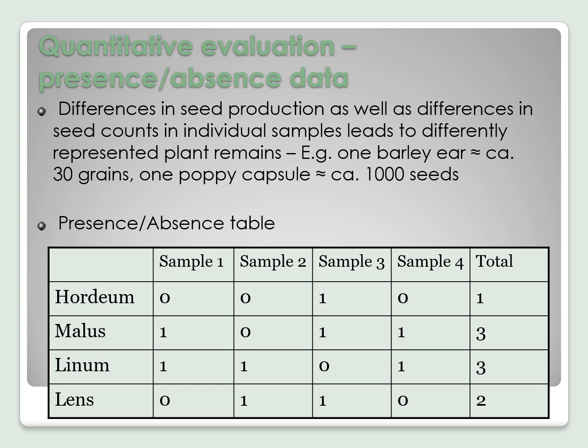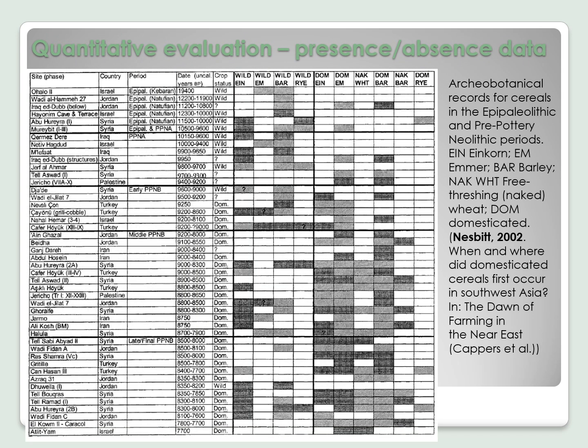One way to avoid differently represented taxa is by using presence-absence data as shown in the table. Presence-absence data is particularly powerful if used in a supra-regional approach, as in the example here, where the occurrence of domesticated species in the Fertile Crescent has been evaluated. The darker shaded cells indicate secure identification, while the lighter shaded mark the less secure identification of a taxon.